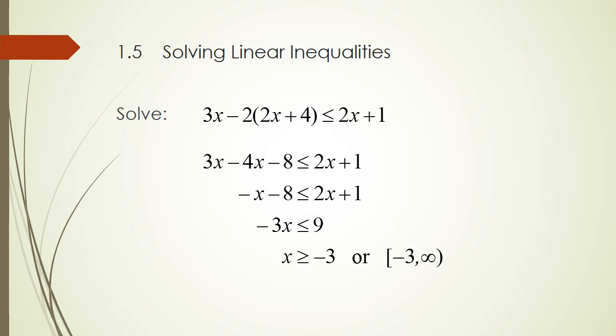Then we need to divide both sides by -3 in order to get the final solution, but because it's negative, we flip the inequality around and we get that x is greater than or equal to -3. Notice they also have it written in interval notation, which you should still be using, -3 to infinity, the square bracket next to the -3 because of the greater than or equal to, and the parenthesis next to the infinity.